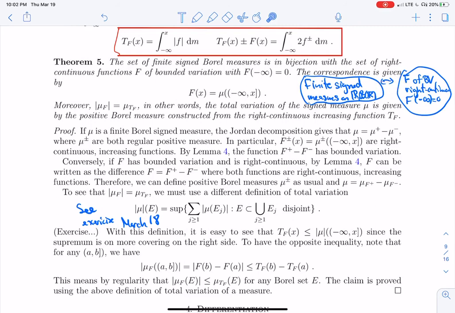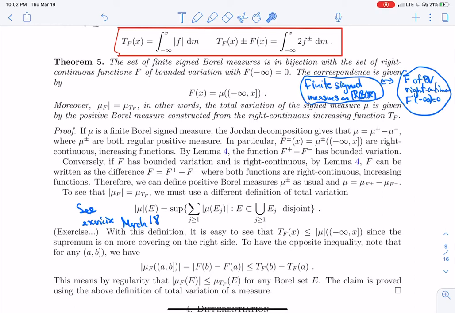That's not hard. If you have a finite Borel signed measure, you have the Hahn-Jordan decomposition, positive and negative parts. Both are regular positive measures, regular because by construction, remember how we did that for Borel signed measures. Then I can define f plus and f minus just by the measure of the set (minus infinity, x]. That's exactly like the CDF, the cumulative distribution function in probability.